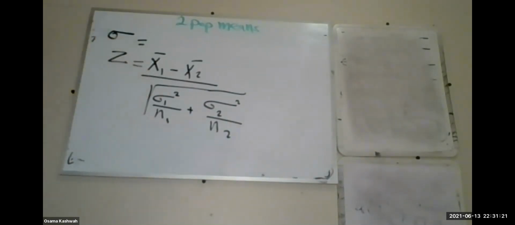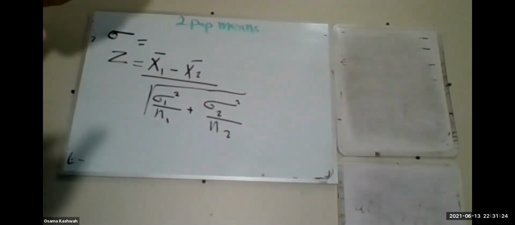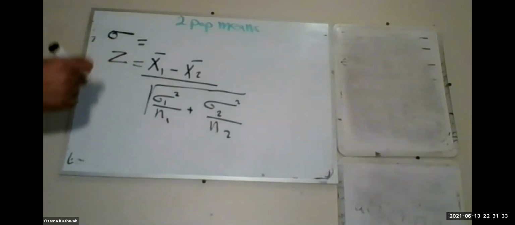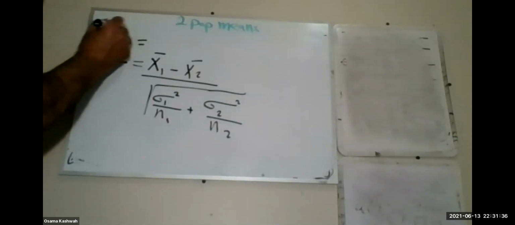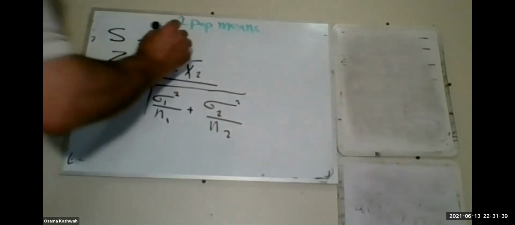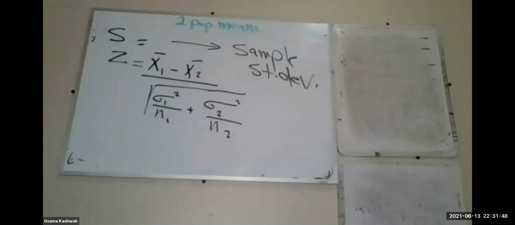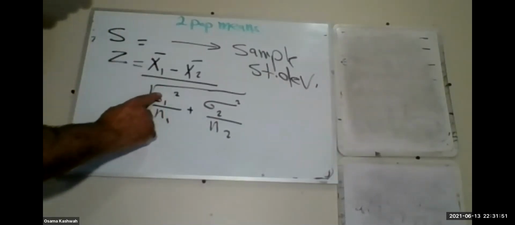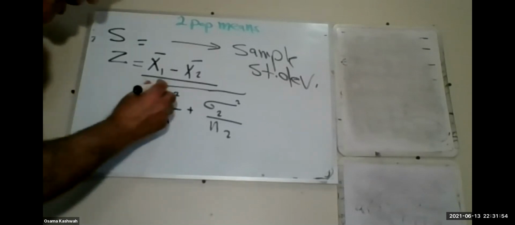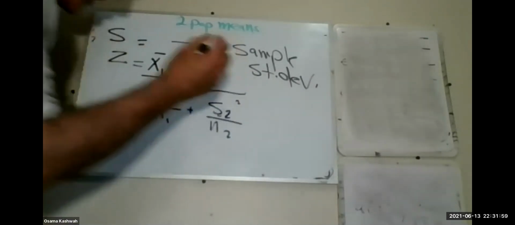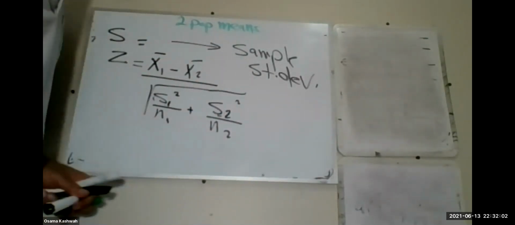But if sigma was not known, and we said sigma is the standard deviation of the population, if I don't have the standard deviation of the population, but I have the standard deviation of the sample, STDEV, this is for the sample. So all I will do is remove sigma 1 squared and put S1 squared, and remove sigma 2 squared and put S2 squared.